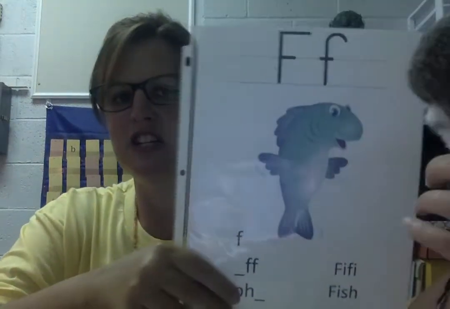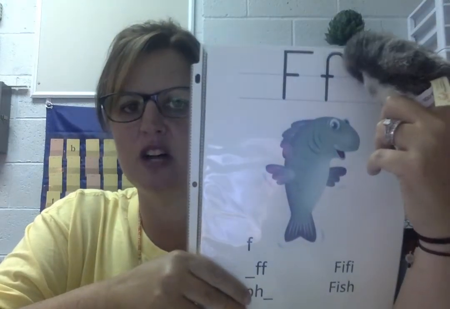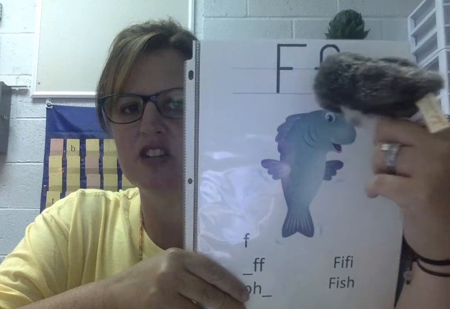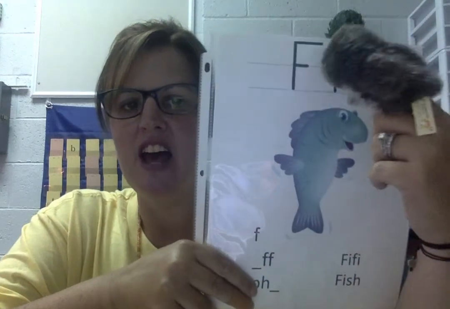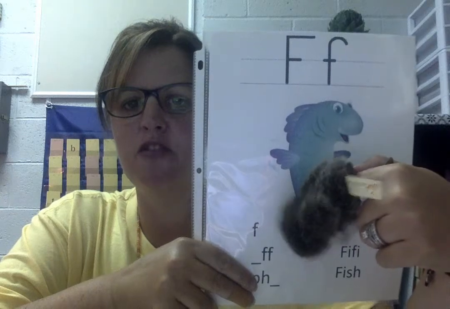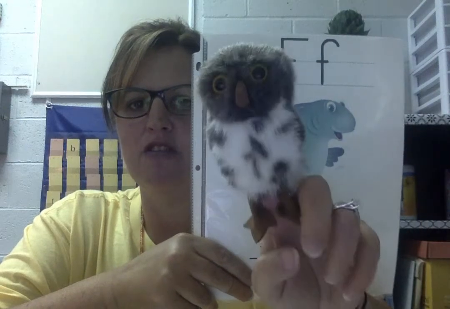Our next alpha friend, Fifi Fish, and our lowercase letter, remember, is like our candy cane. We hook up to the skyline, down to the grass line, cross over at the plain line. F, fish, F, fish.